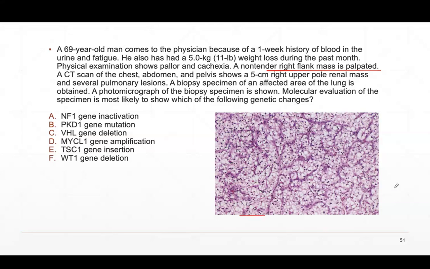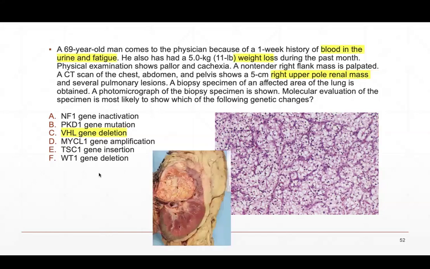So this biopsy here, what do you think you can see? It's one of the things that we talked about earlier. Okay, should we show the answer? Okay, so as you said, the answer is C, VHL gene mutation, and yes, it is renal cell carcinoma. So this is what the clear cells we were talking about look like.